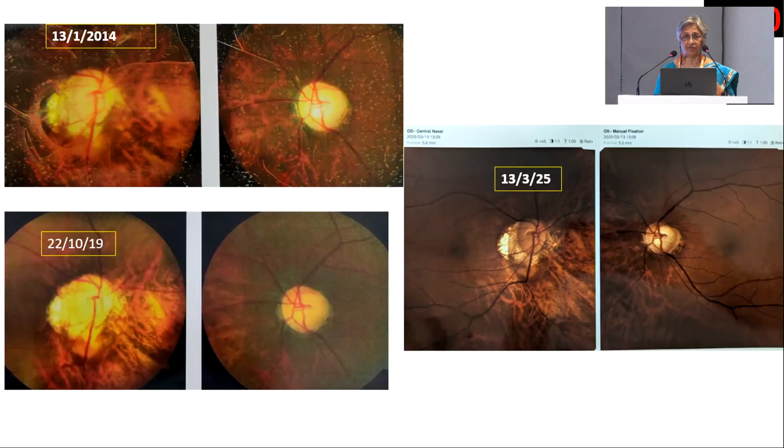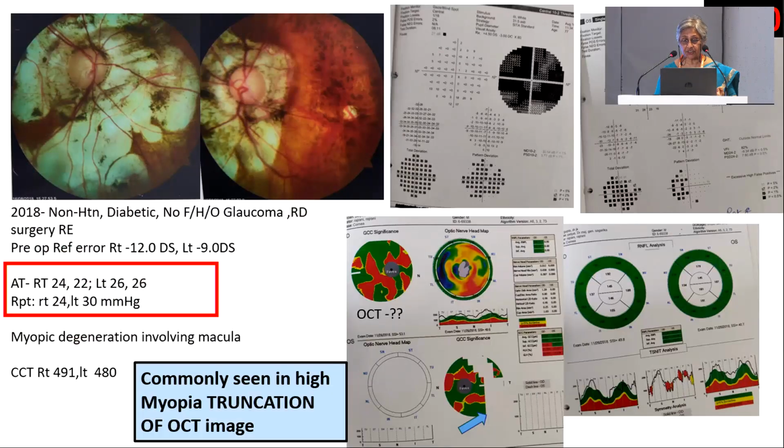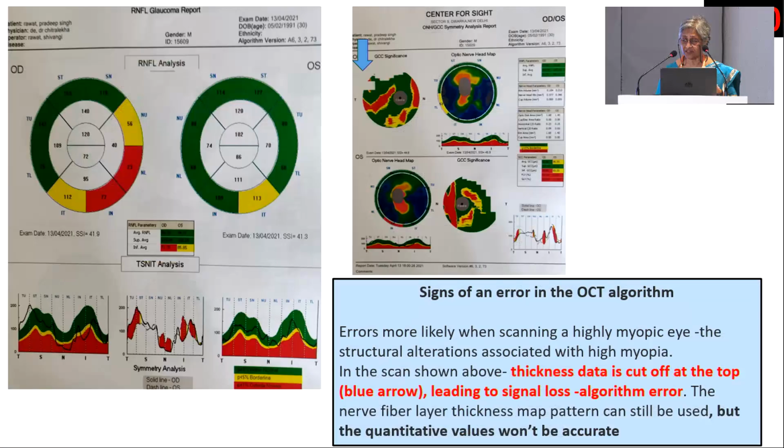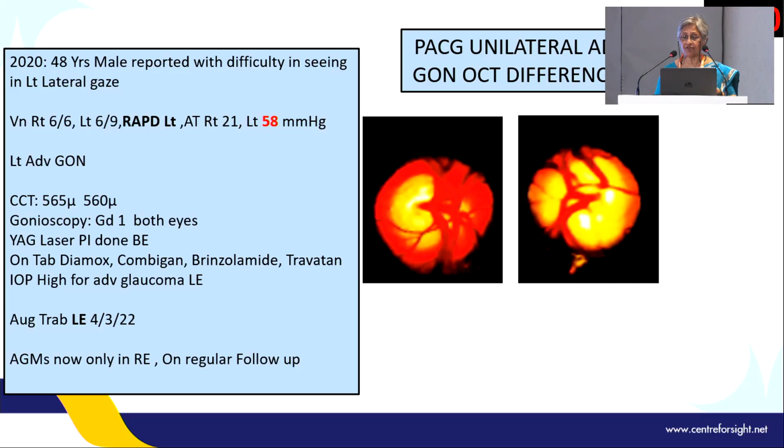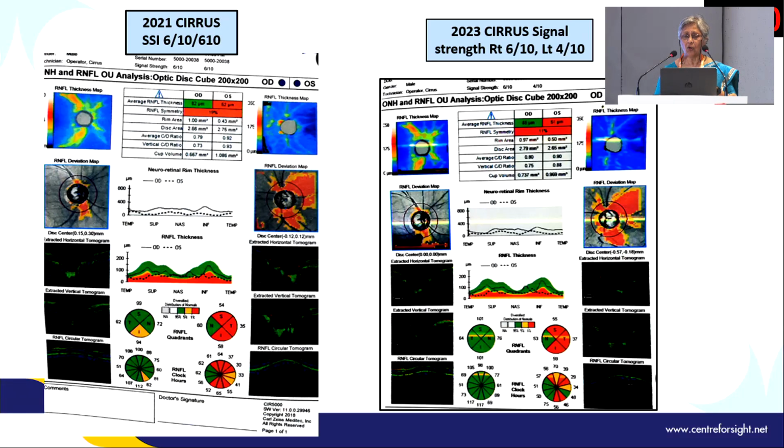And these are her fundus pictures. This was another patient. You'll find that in myopes, there's a lot of truncation which happens in the OCT pictures, so be careful about them. There was another patient who has got unilateral advanced glaucoma, OCT differences.